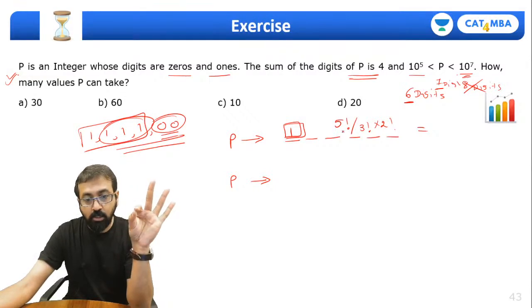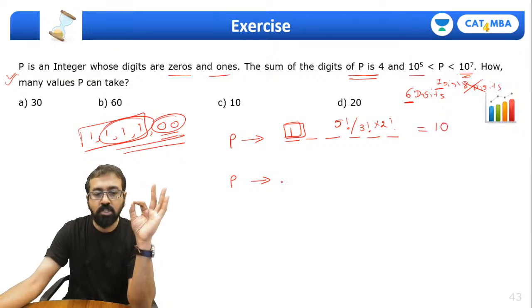Sorry, this is 120 divided by 12. So it will come out to be 10. So this will be 10.